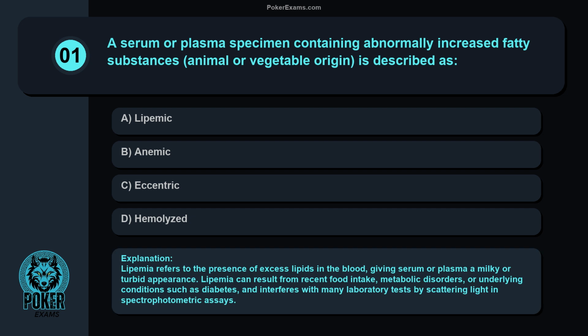Lipemia refers to the presence of excess lipids in the blood, giving serum or plasma a milky or turbid appearance. Lipemia can result from recent food intake, metabolic disorders, or underlying conditions such as diabetes, and interferes with many laboratory tests by scattering light in spectrophotometric assays.